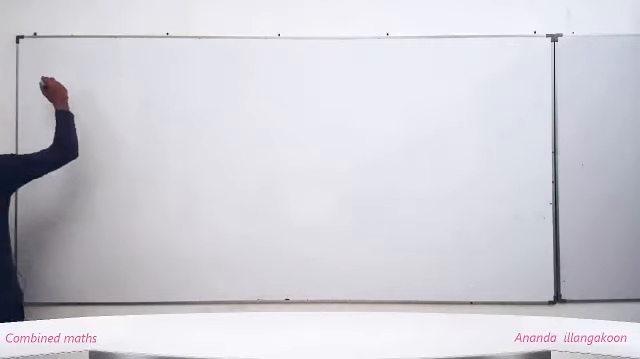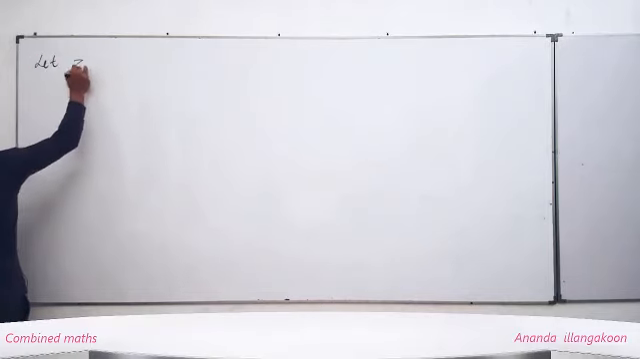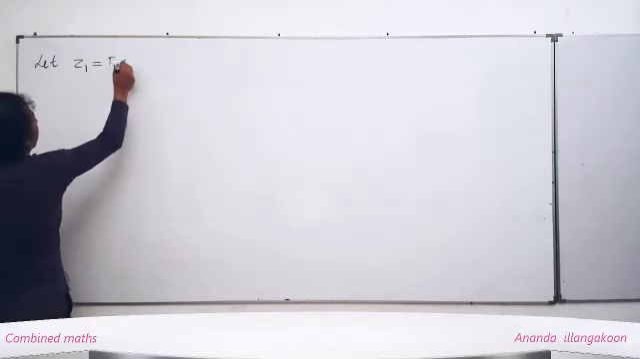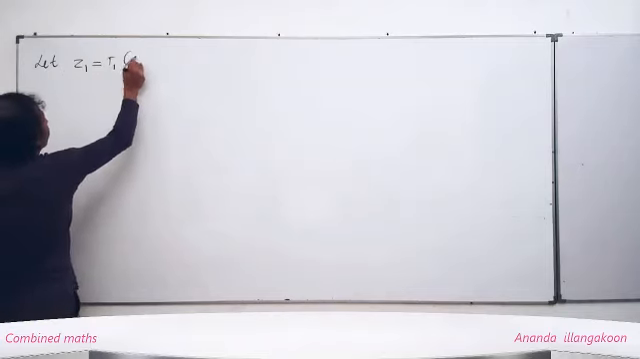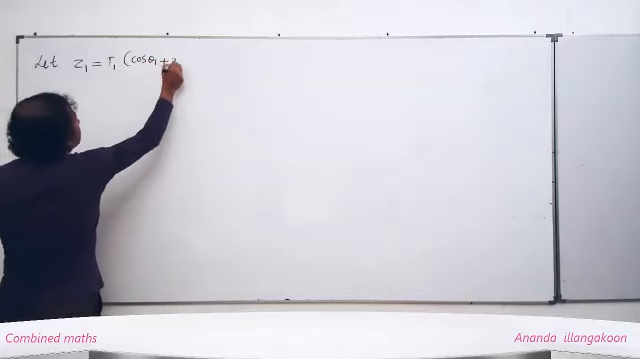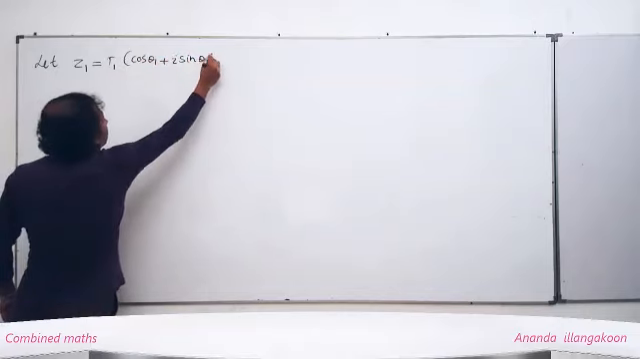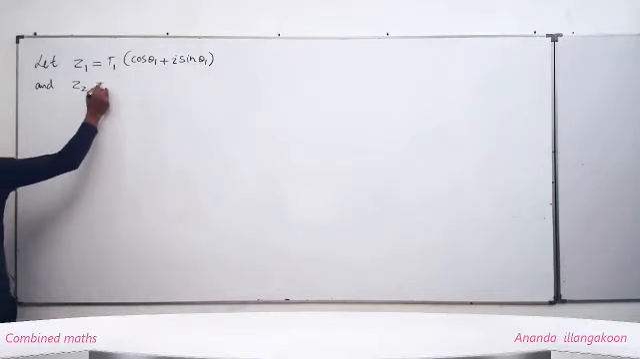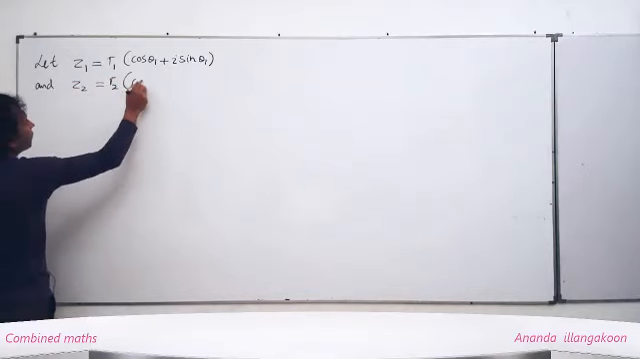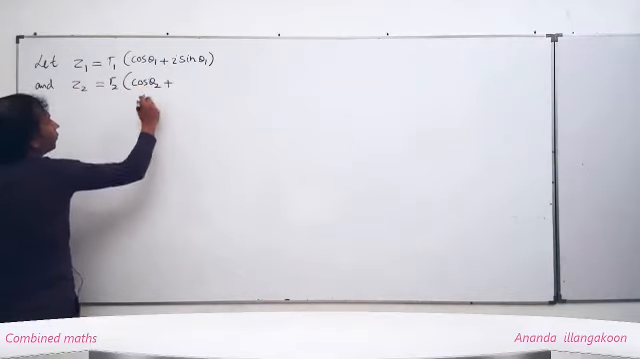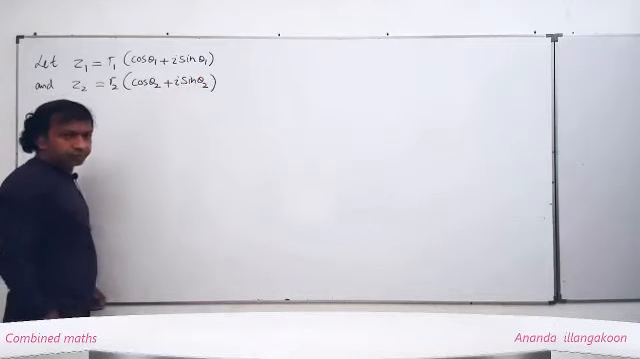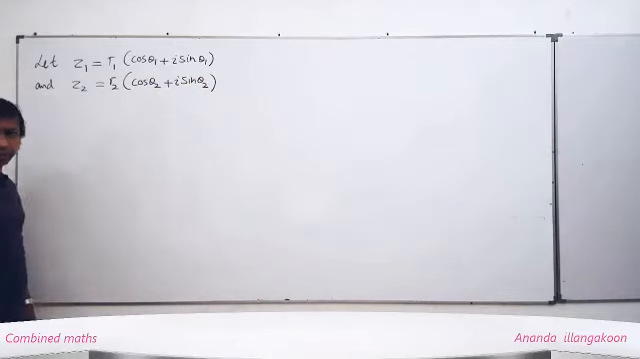People, now we will write in polar form. Let Z1 = R1 times (cos theta 1 plus I sin theta 1) and Z2 = R2 times (cos theta 2 plus I sin theta 2).